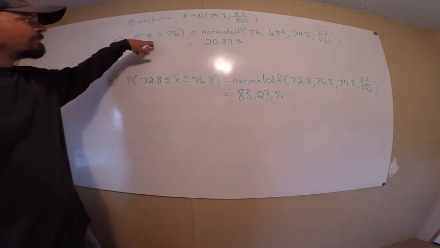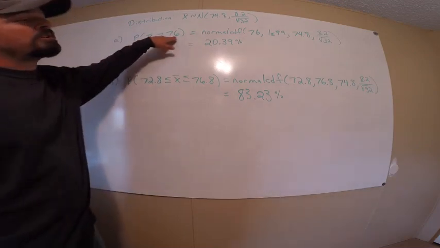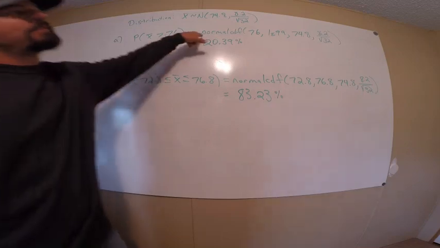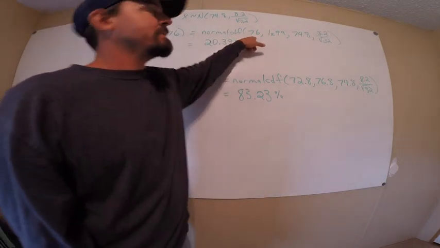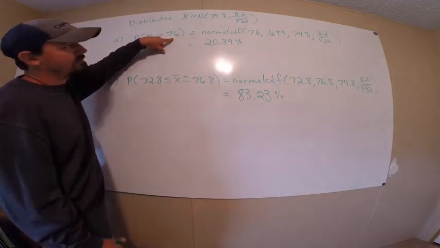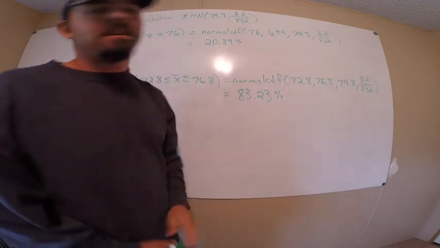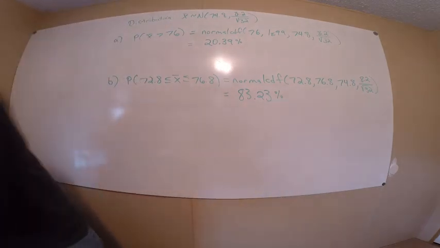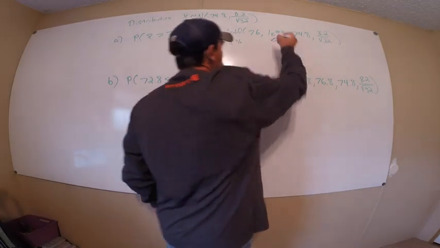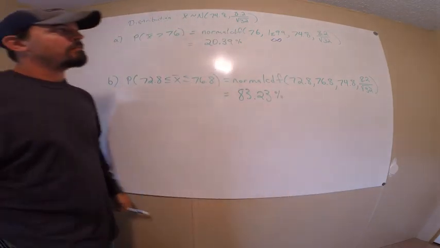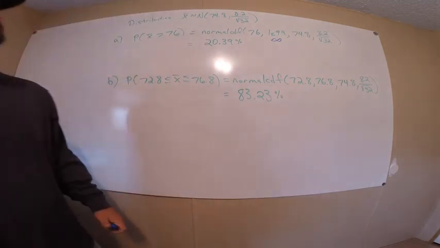For A, remember we said the probability that X bar is greater than or equal to 76, or strictly greater than 76. To type it on the calculator, normal CDF is what we're using. 76 is our lower bound, because it has to be greater than 76. Remember we used that 1e99 function to represent infinity. So we're looking at 76 or greater, and this is our representation of infinity. Mean of 74.8, standard deviation of 8.2 divided by the square root of 32.